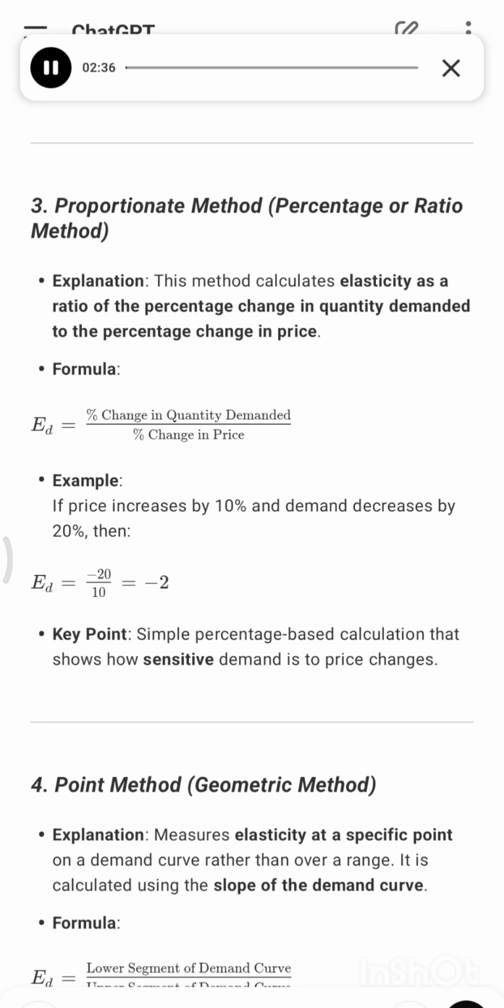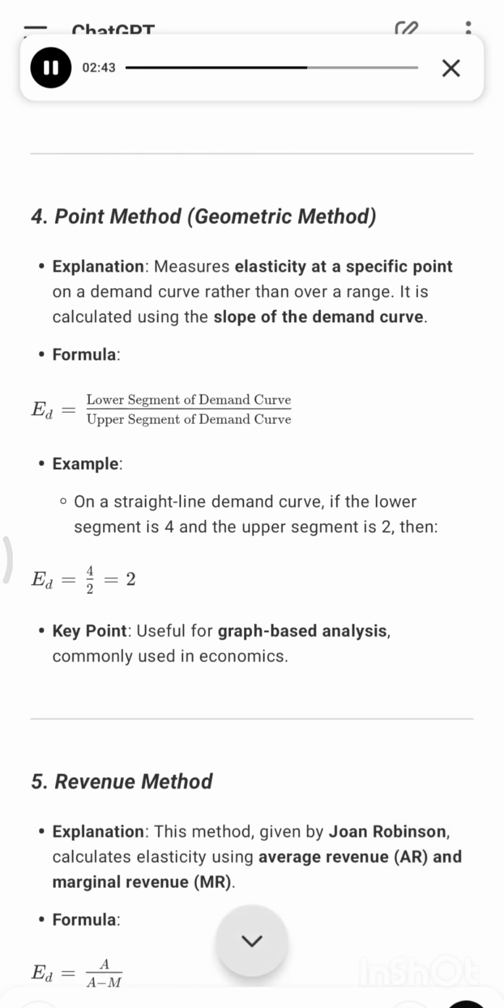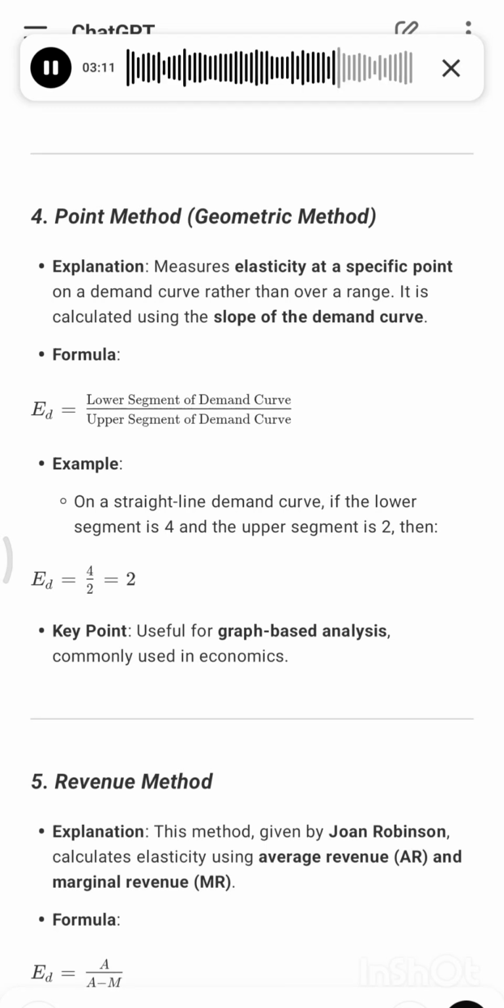4. Point method, geometric method. Explanation: measures elasticity at a specific point on a demand curve rather than over a range. It is calculated using the slope of the demand curve. Formula: ED equals the lower segment of the demand curve divided by the upper segment of the demand curve. Example: on a straight line demand curve, if the lower segment is 4 and the upper segment is 2, then ED equals 4 divided by 2 equals 2. Since ED is greater than 1, demand is elastic. Key point: useful for graph-based analysis, commonly used in economics.